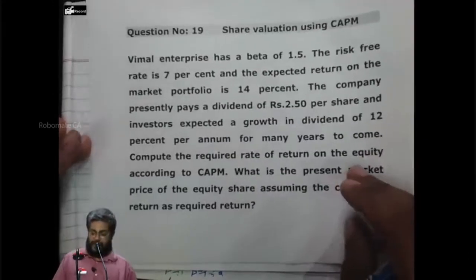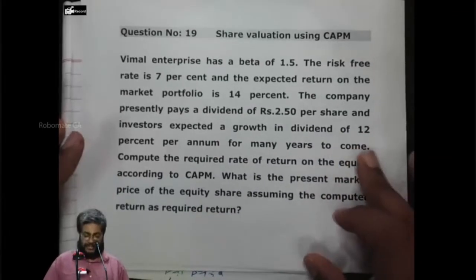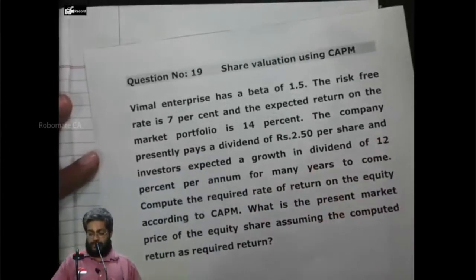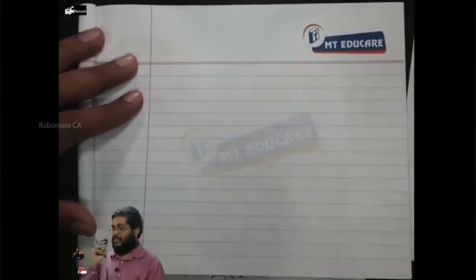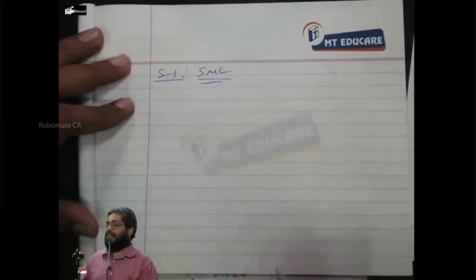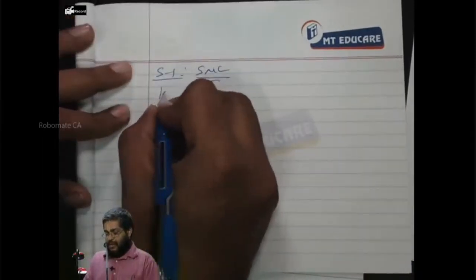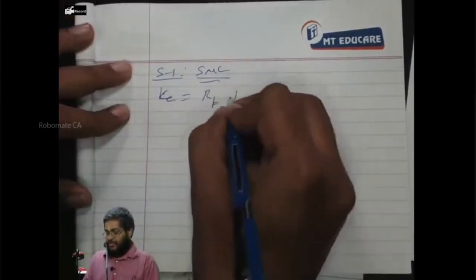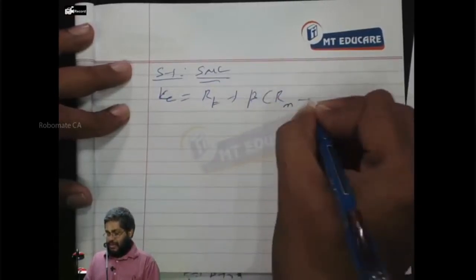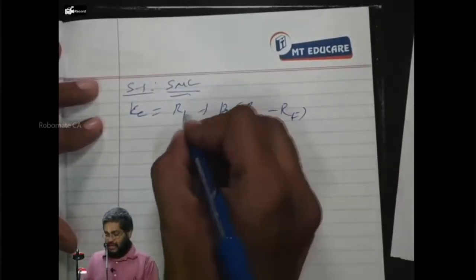Can we start or not? Now, first, we have to calculate what? Required return. What is the other name for required return? SML return. Right. First, step 1: SML return or required return. Tell me the formula. KE is equal to RF plus beta into RM minus RF.